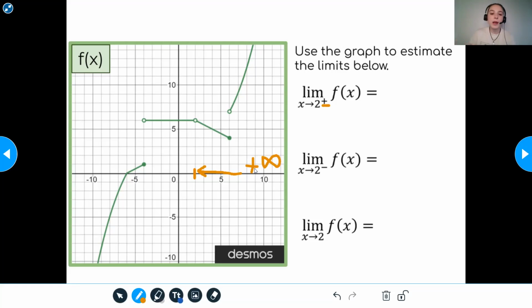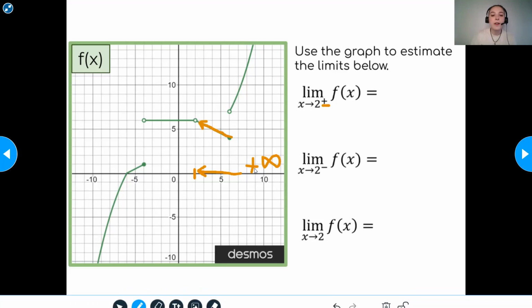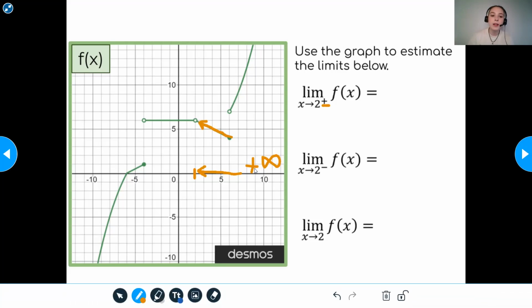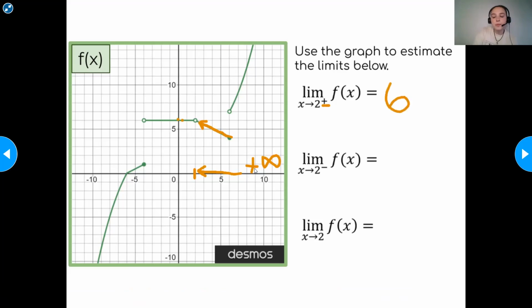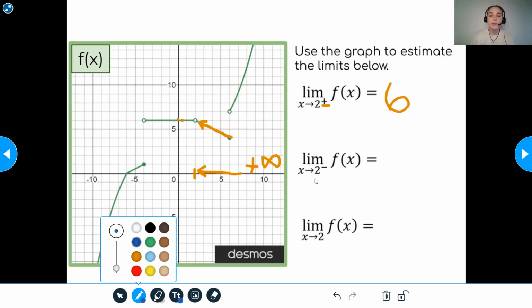So starting from the right-hand side, I'm following my function here until I get to just about 2. And if I ask myself what y value I'm getting closer to, I can see that I'm actually getting closer to the y value of 6, which means that my right-hand limit as I'm approaching 2 of f of x is equal to 6.